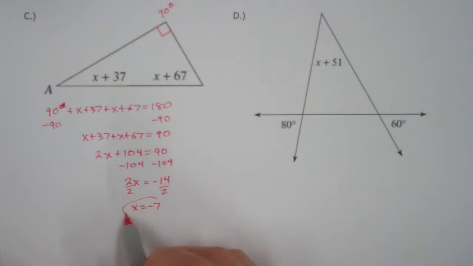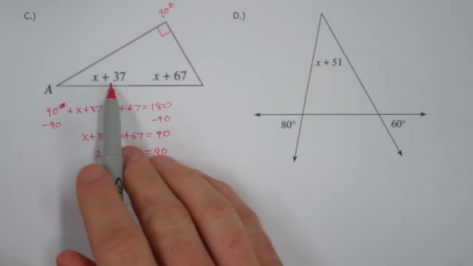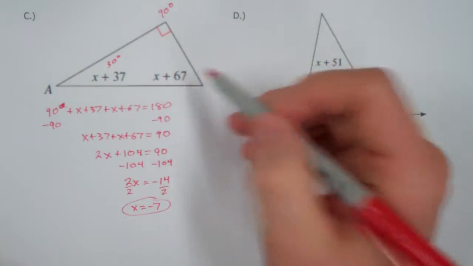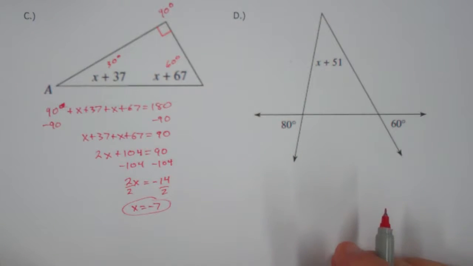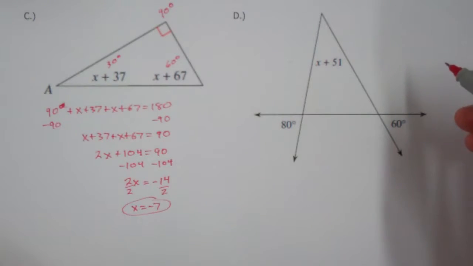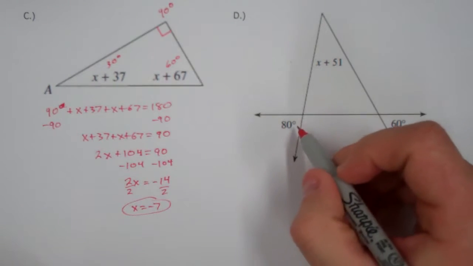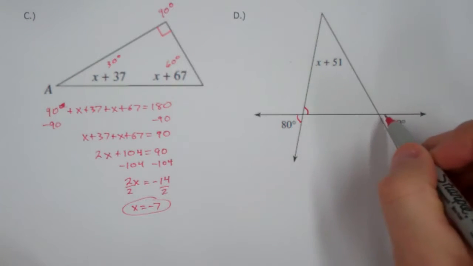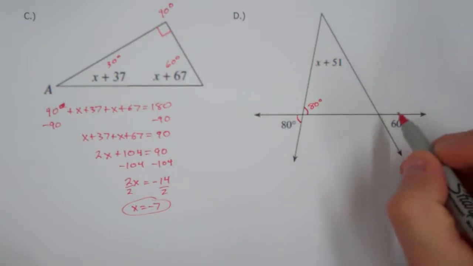Now you might be wondering, negative value for x, is that possible? Well, it sure is. -7 plus 37 is 30 degrees, and then -7 plus 67 is 60 degrees. So we've got a nice little 30, 60, 90 here. In this example, we need to do a little bit of figuring to begin with, or make some logical conclusions, and then we'll be able to use our triangle sum theorem. So this angle is 80, and this angle on the inside of this triangle here, 80 degrees, those are vertical angles, so they're congruent.